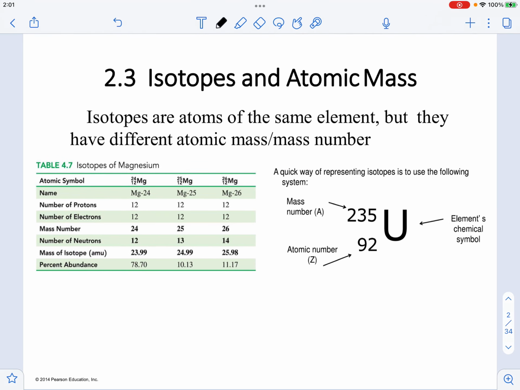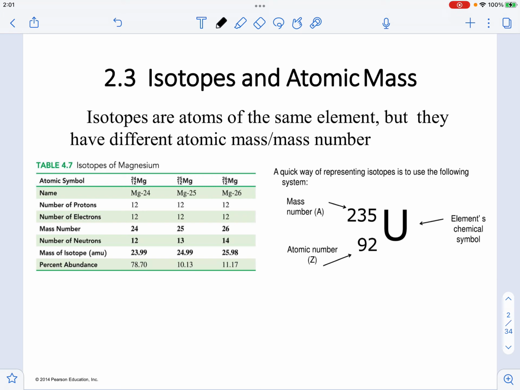The next section that we need to go over is the idea of isotopes and atomic mass. So let's first define what is an isotope. Isotopes are atoms of the same element, but they have different atomic mass slash atomic number.